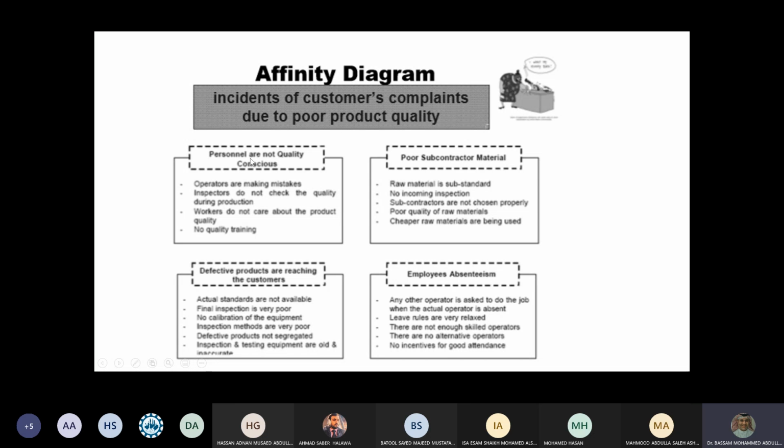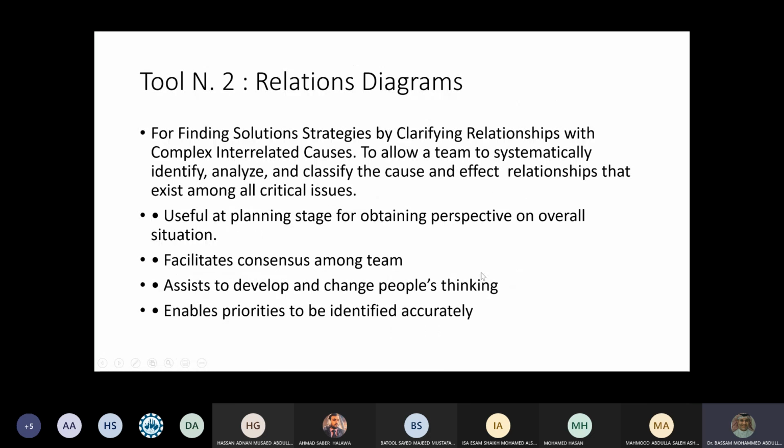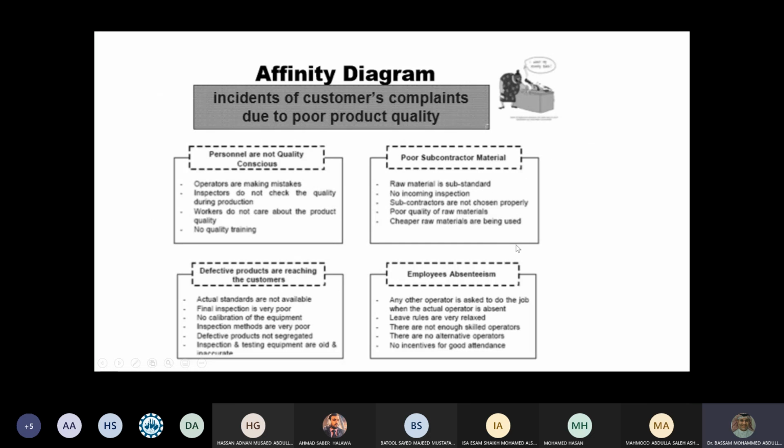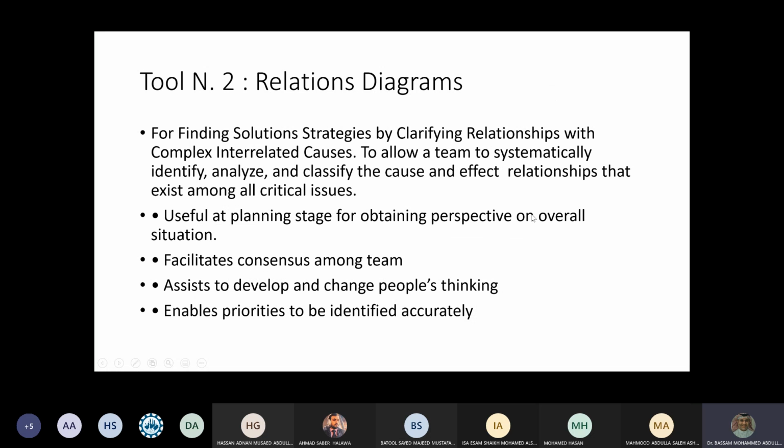You don't need to go to the details for management. You just need to mention the generic points. And then if they need more details, you can go to more details. So that is the affinity diagram. And I hope that it was clear.